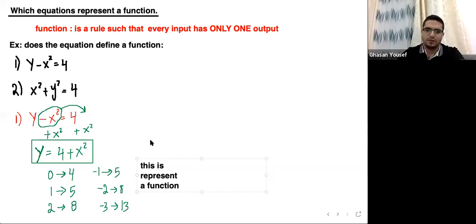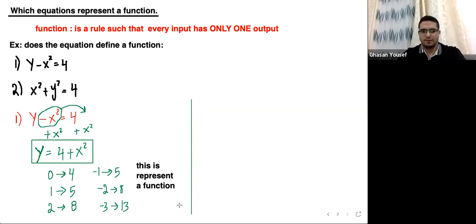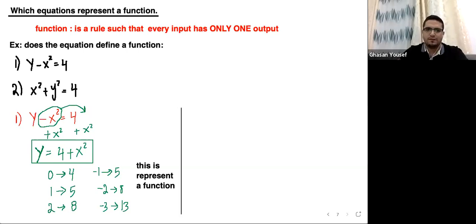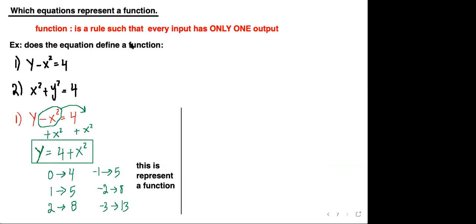Now for the second one, x squared plus y squared equal 4. Who will do the second one now? How can we solve it in terms of y, like I said before? Again, this thing is very important. You have to focus on this. You subtract x squared on both sides and then take the square root.